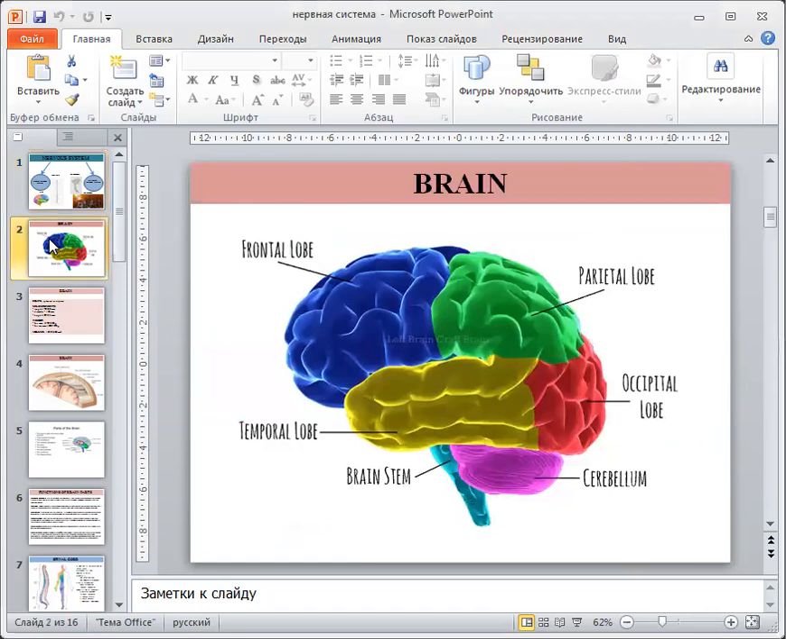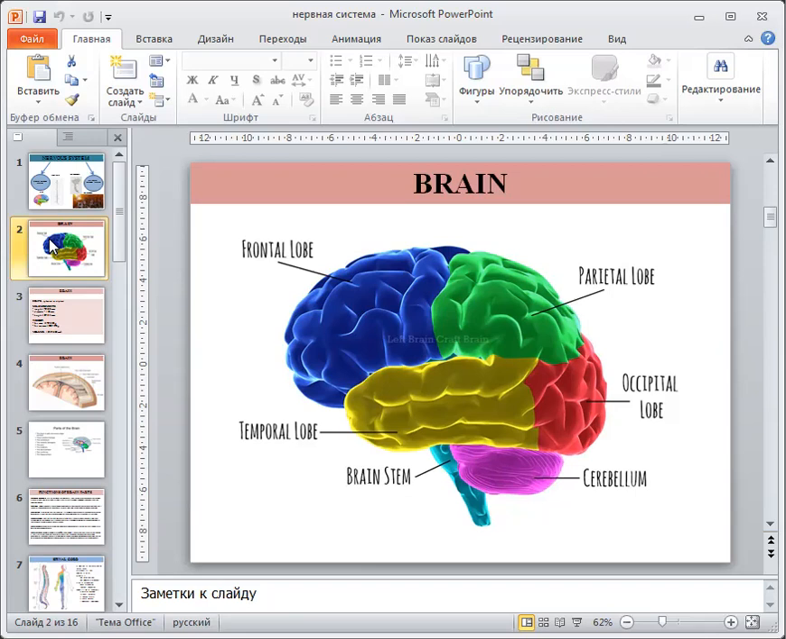The brain has a spherical shape. The average proportions of the adult human brain are: length 170 to 180 millimeters, diameter 140 millimeters, and height equal to 125 to 135 millimeters.